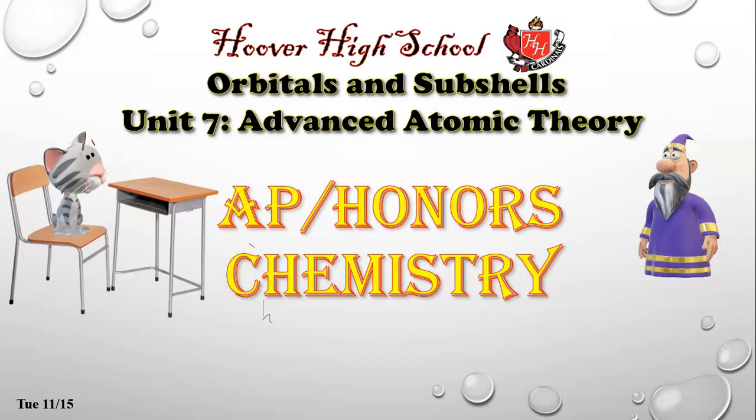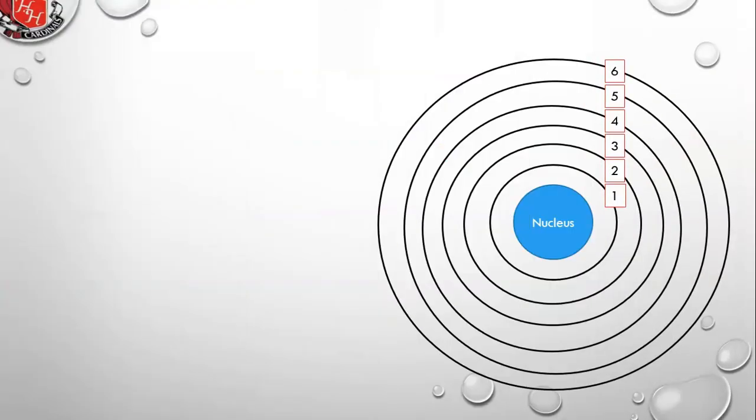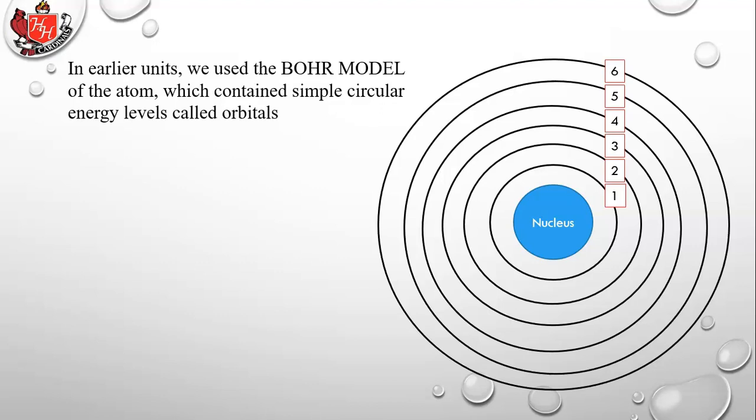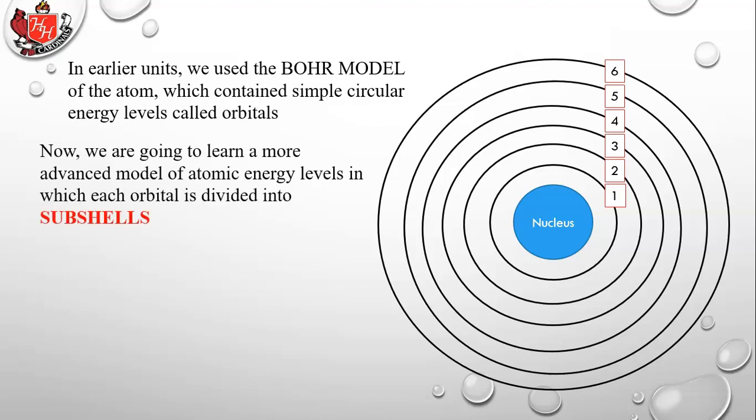Chemistry, we're moving on to the third lesson in Unit 7, Advanced Atomic Theory, and this deals with orbitals and subshells. So in earlier units, we used the Bohr model of the atom, which contains simple circular energy levels called orbitals. We've seen this model of an atom ever since about the second week of school. Now we're going to learn a more advanced model of atomic energy levels in which each orbital is divided into subshells. Sometimes the words orbitals and subshells are used interchangeably, and they're used differently in different books.